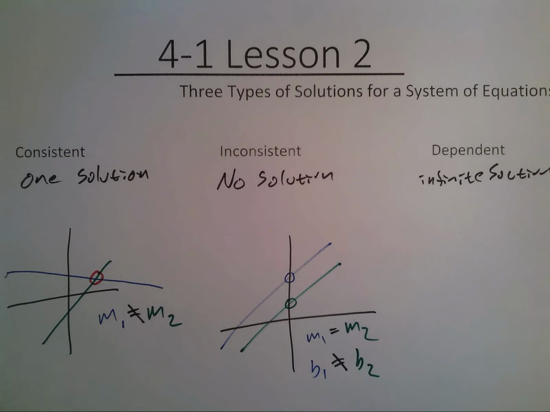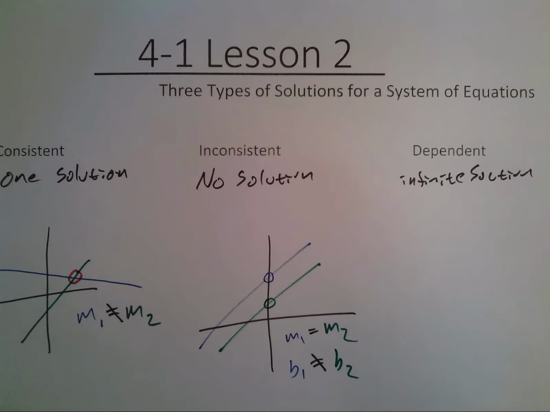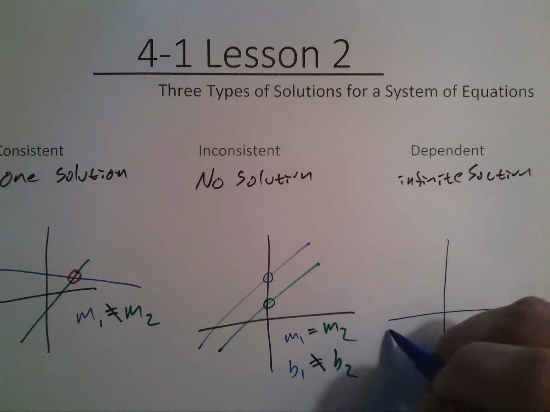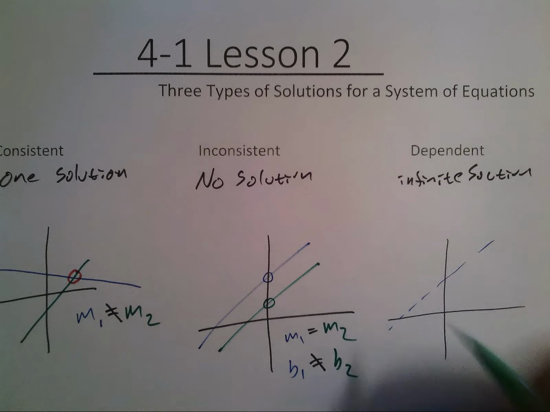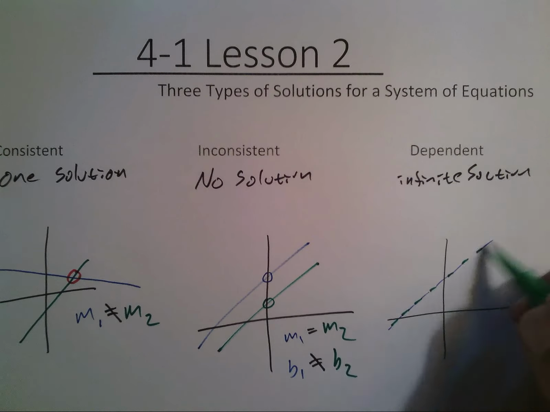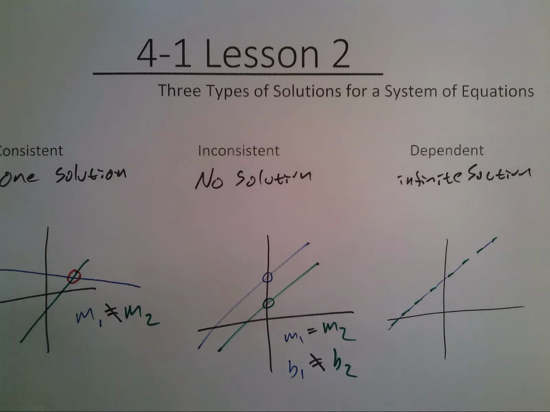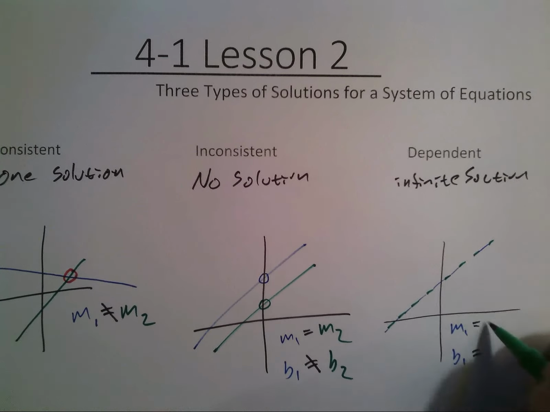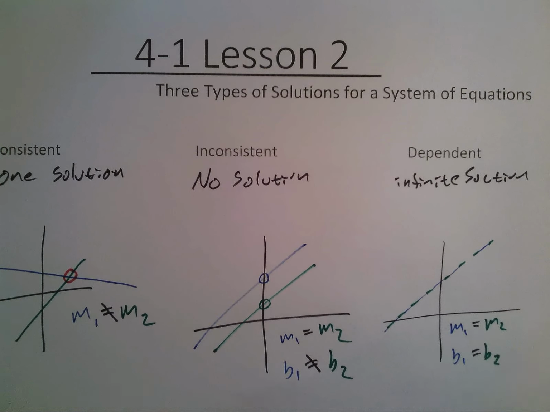Now, the thing is, it's a dependent system. Now, what that looks like is this. I have my first equation, and then I have my second equation goes along the exact same line. In fact, what ends up happening is they are the same line. Alright, your slopes and your intercepts will equal each other. Alright, so if your slopes and your intercepts equal each other, it's the same darned line.